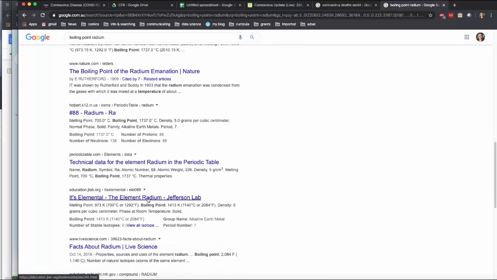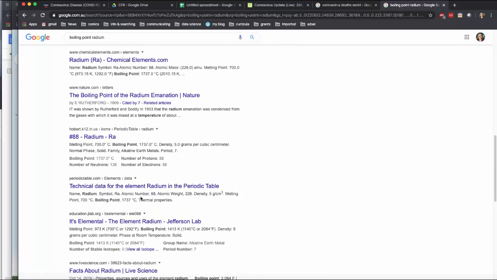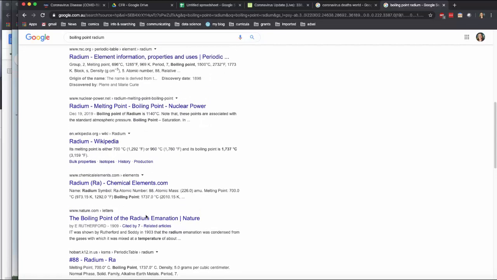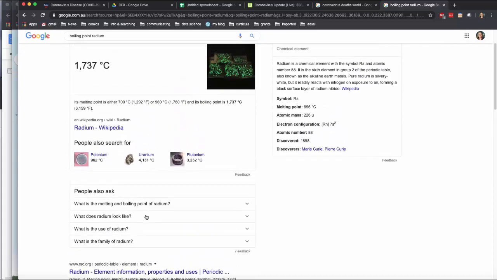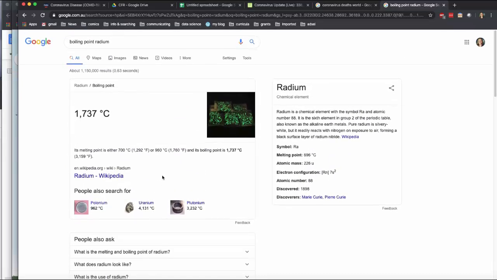Okay, so if you scroll down, you can see that there are a whole lot of different values. Down here, we have a boiling point of 1140 degrees Celsius. So there are a whole bunch of different values just on the first page of results for the boiling point of radium. So now I think I've made my point about the reliability of information on the internet. Thanks to Bob Panoff for showing me that one.